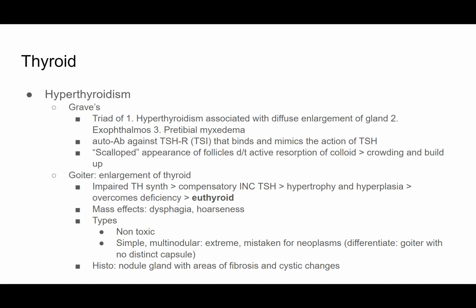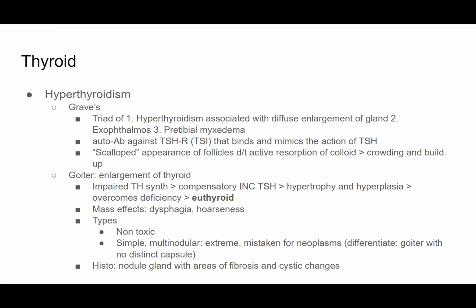They're probably going to test you more on the autoantibody thing, or maybe what is a feature that you would see in this patient. But I would say more the autoantibody thing, because that's classic Graves. And then a goiter is just simply an enlargement of the thyroid. It's kind of an umbrella of things. It's not just one diagnosis.